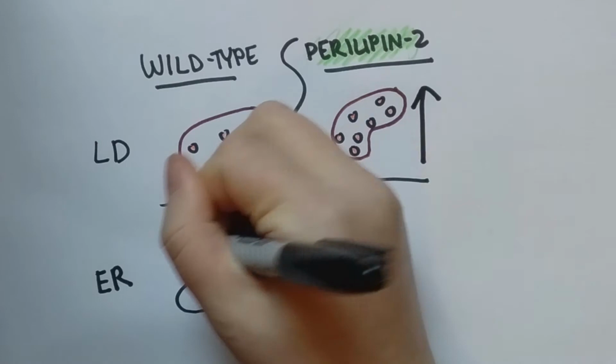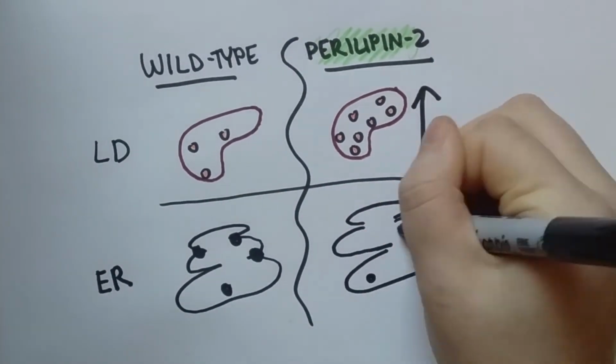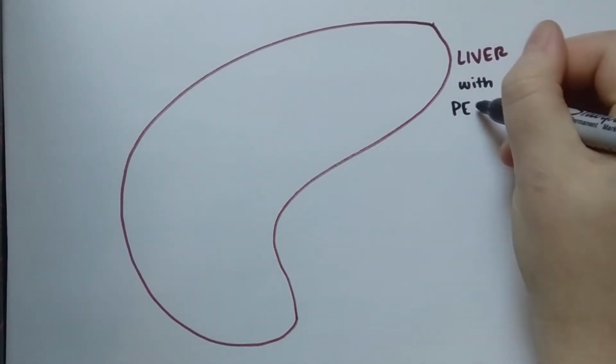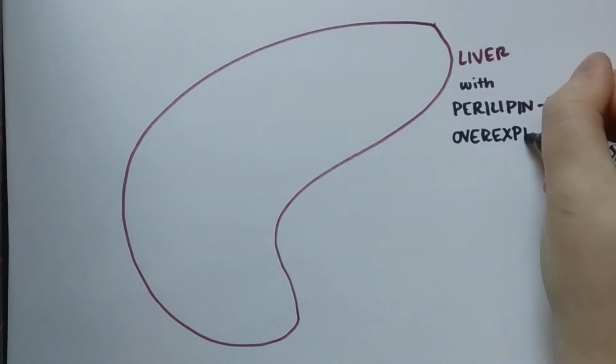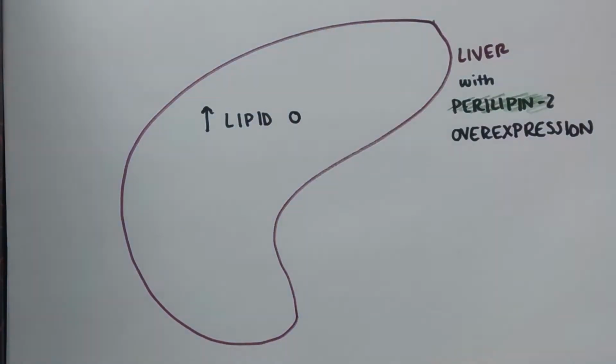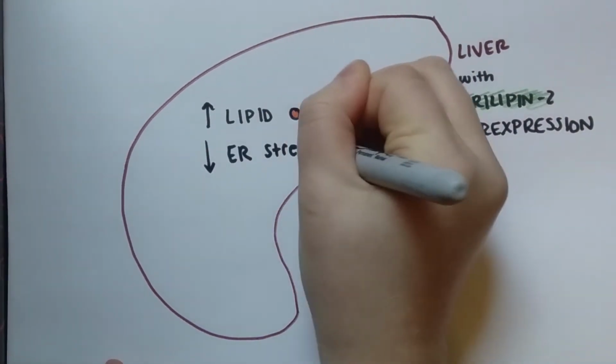Overexpression of perilipin-2 also reduced the incidence of aberrant ER morphology. This supports the conclusion that stabilization of lipid droplets by perilipin-2 protects against ER deformity in the liver, and lipid accumulation could correlate with an adapted response to ER stress.